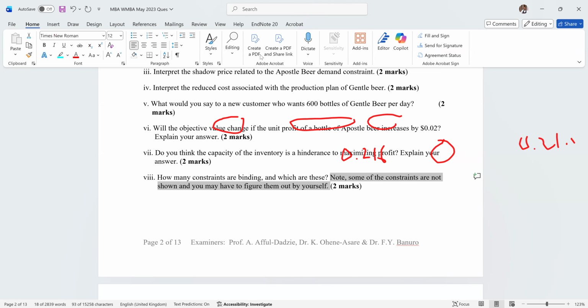So concerning the part where you said that note some of the constraints are not shown and you may have to figure them out by yourselves, you stated that we have to substitute the values of x1 to x4 in order to get them. Do we have to do them one by one for all the constraints? Yes, for those that you don't have. Most of the constraints are already in the Excel, but for those that you don't have, yes. Okay, sure. Thank you.